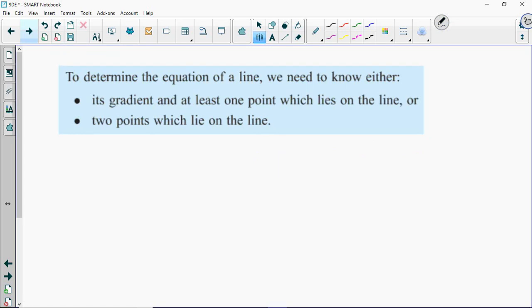In order to find the equation of a line, we're going to need some amount of information, and that'll be either the gradient and one additional point on the line, or 2 points on the line. Why is this okay? Well, because if we know 2 points, then we can figure out what the gradient is using the formula from the previous video, and then we have the gradient and at least 1 point lying on the line.